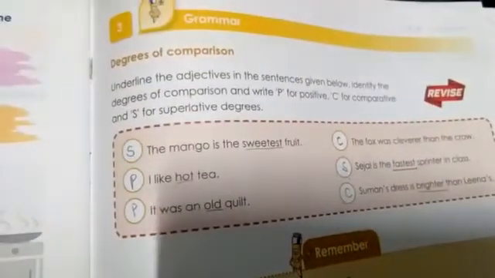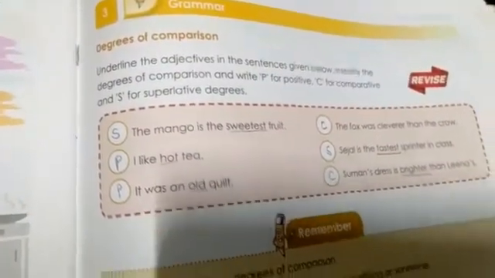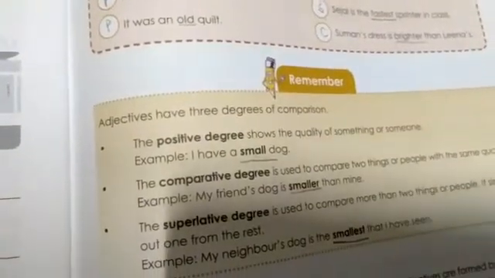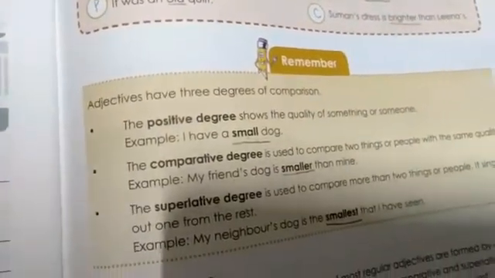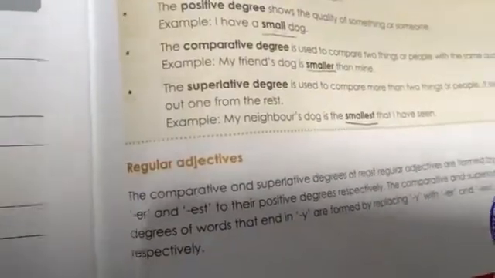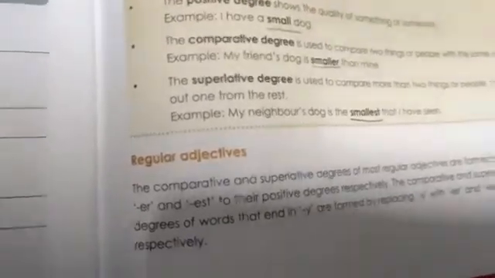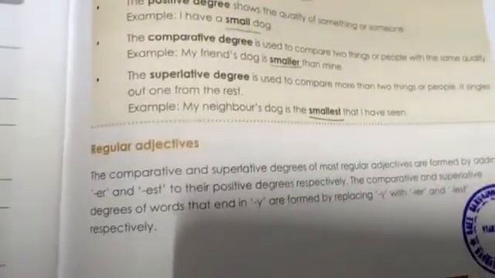Yesterday we were talking about the various degrees of comparison, namely the positive degree, the comparative degree, and the superlative degree. Today we'll see how these adjectives are changed from positive to comparative to superlative degree. What happens there? We should check that. We'll see how it goes.